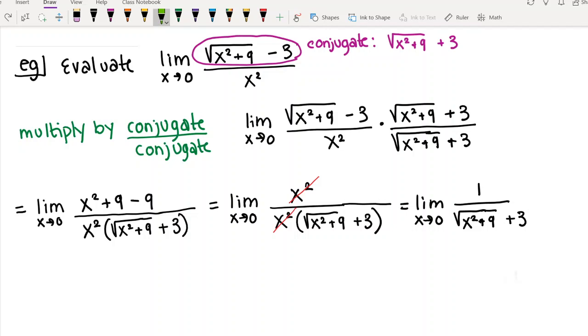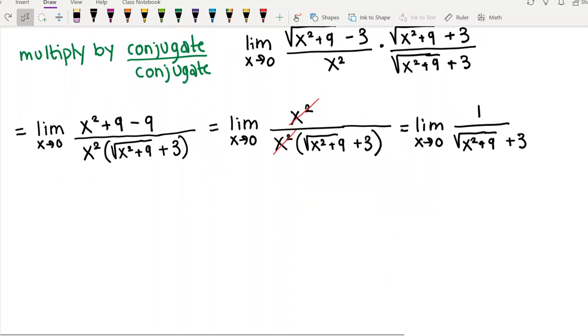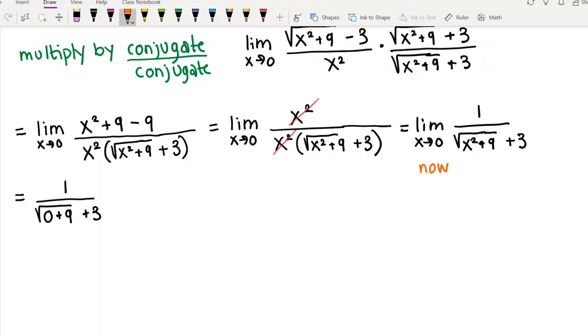So now we can go ahead and plug in 0. Because we now have a function that is defined at 0, we can just plug in 0. So we'll get 1 over square root of 0 plus 9 plus 3. Let me just write down what we're doing here. Now we can plug in 0. Okay, so now we're left with square root of 0 plus 9. So that's the same thing as the square root of 9.